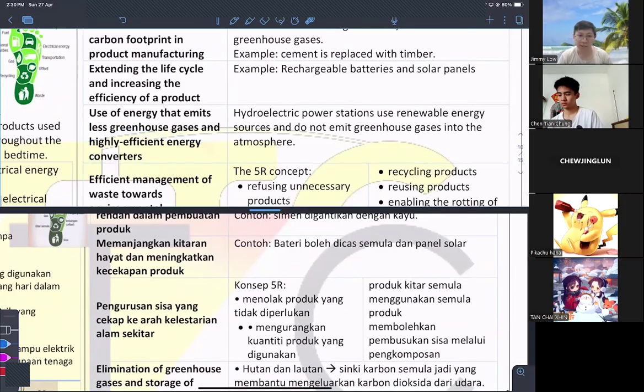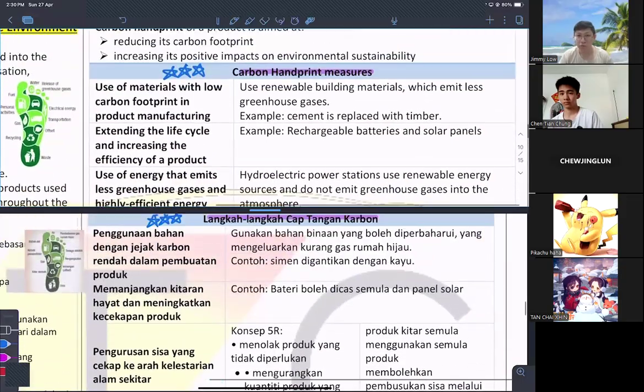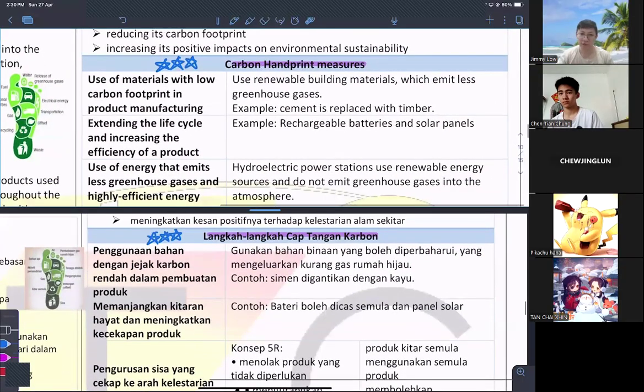So we have this thing. So relatable. But this one is important. When the question comes to the environment stuff, they often ask you this kind of stuff.